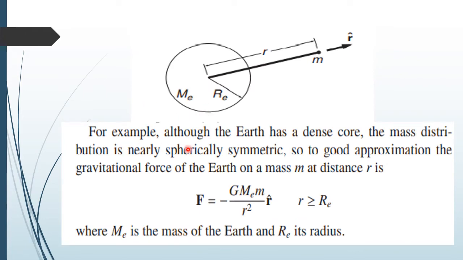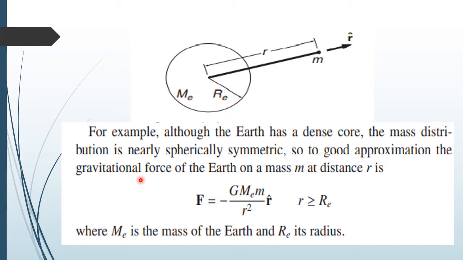Now we take another example. Although the Earth has a dense core, the mass distribution is nearly spherically symmetric. We assume this is the Earth with mass M_E and radius R_E, which has a uniform mass distribution and is spherically symmetric.